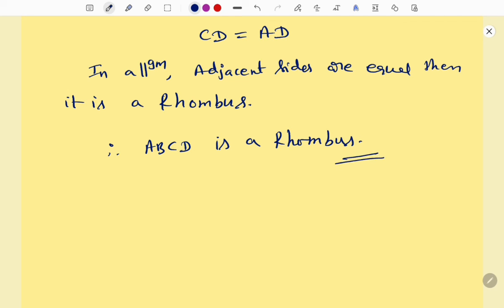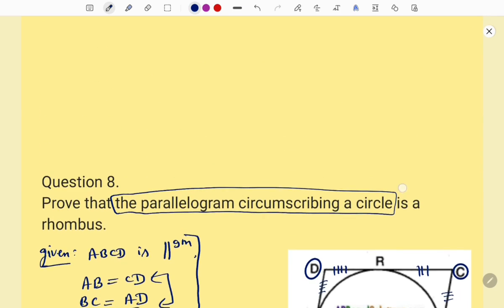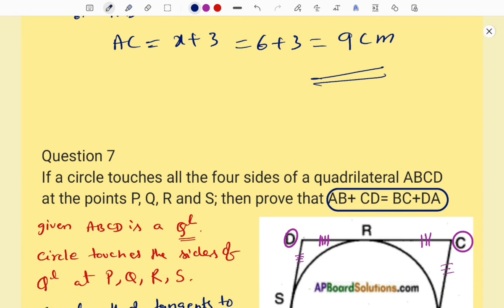I hope all have understood. Now concept 2 is completed. From this concept 2 we can get 4 more questions like this. Thank you.